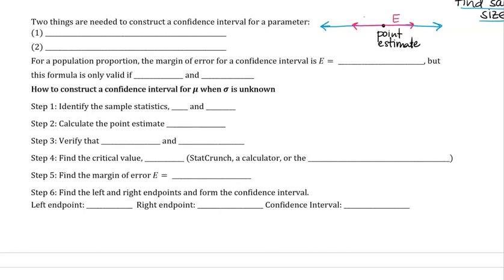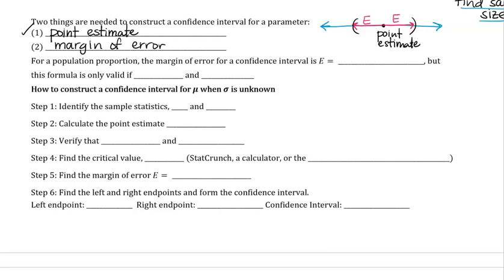And once we have the point estimate, we need to know what the error is. So we can move the error to the right and the error to the left by adding and subtracting it from our point estimate. So those are the two things that we need in order to form a confidence interval for a parameter: a point estimate and the margin of error. We've talked about how to find the point estimate. Now we're going to talk about how to find the margin of error.